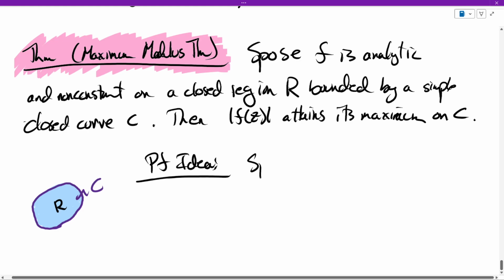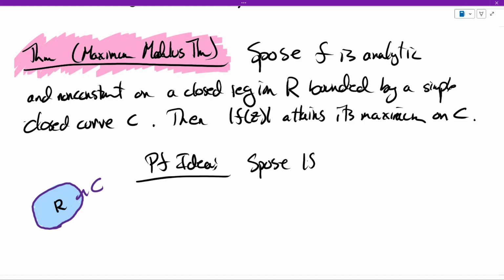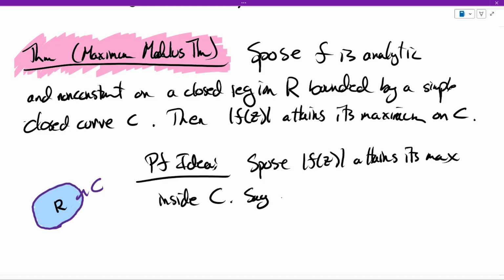Well, you suppose not, of course. Suppose f of z attains its maximum inside C. So you have some A interior to C, so interior to the region itself, because the boundary of the region is C. So let's say it happens at A, which is in R minus C, so inside. So in our picture here, we have some A, and this is where it happens.